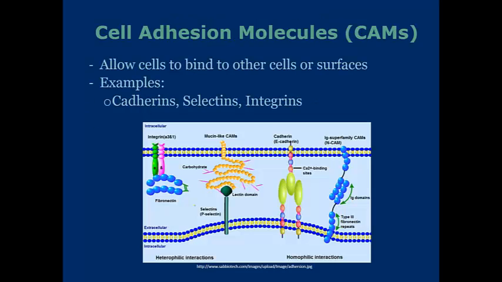Cell adhesion molecules, or CAMs for short, will allow cells to bind to other surfaces, examples of which include cadherins, selectins, and integrins, which are listed below. Cadherins are groups of glycoproteins, and these mediate calcium-dependent cell adhesion. They often hold similar cells together, examples of which are epithelial cells.